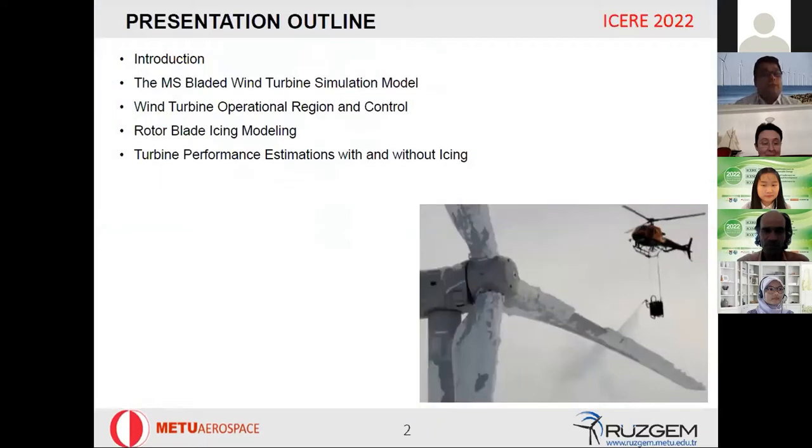I will start with the introduction, then explain the MS-bladed wind turbine simulation model briefly, then focus on the wind turbine operation regions and control purposes, and then move to how we model the icing on NREL 5-megawatt turbine blades. And lastly, we check the performance estimation of the NREL 5-megawatt turbine with and without icing, using the MS-bladed model.